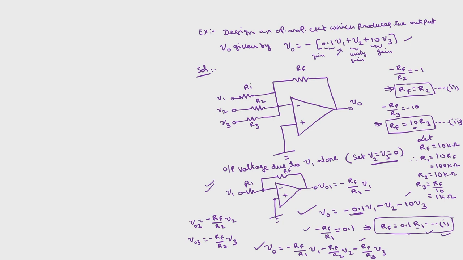So if I set R1 to 100 kilo ohms, then R2 to 10 kilo ohms, this to 1 kilo ohm, and RF is set to 10 kilo ohms, we will get the output expression V0 as this expression. This is how you can implement any mathematical expression which consists of multipliers and additions or subtractions using an operational amplifier. Okay. I will take another example.